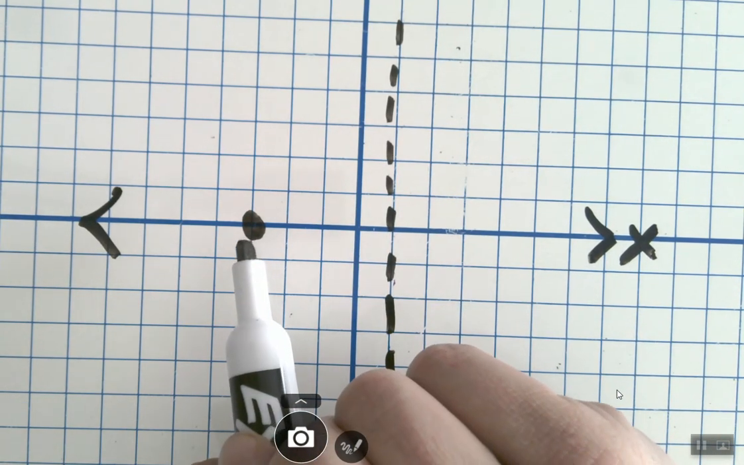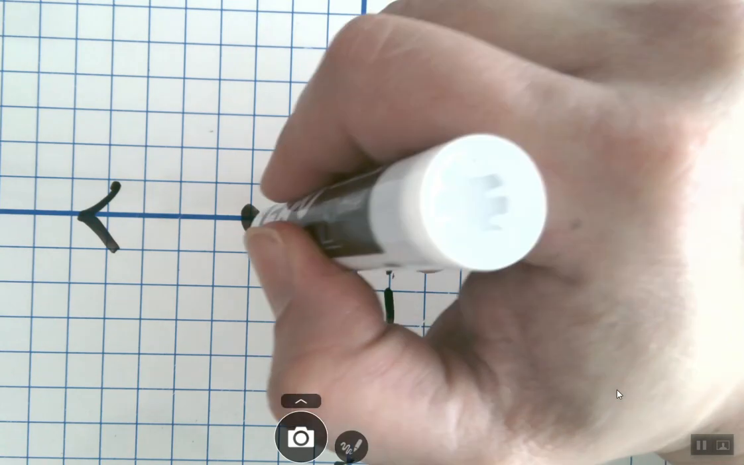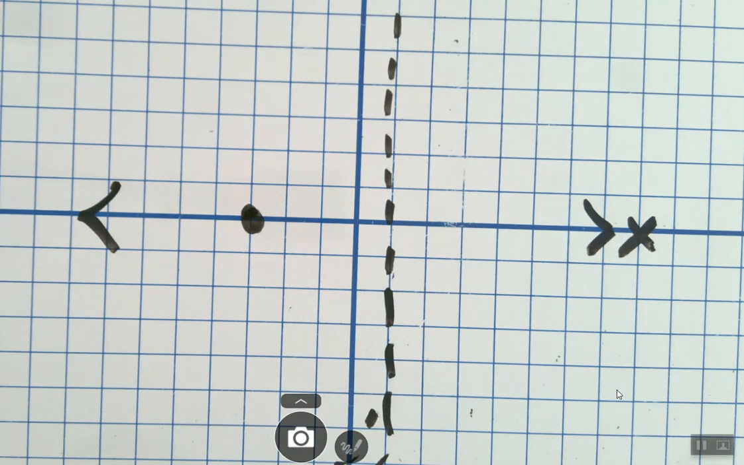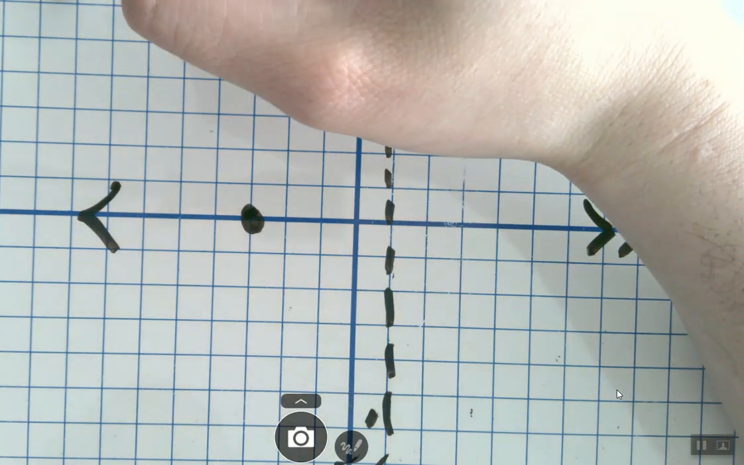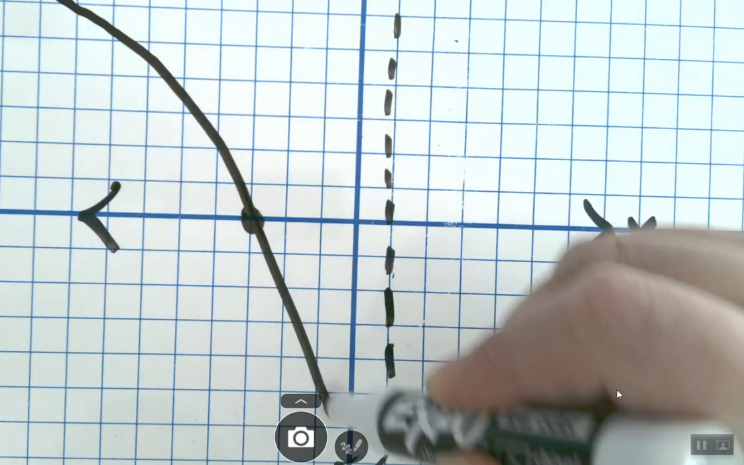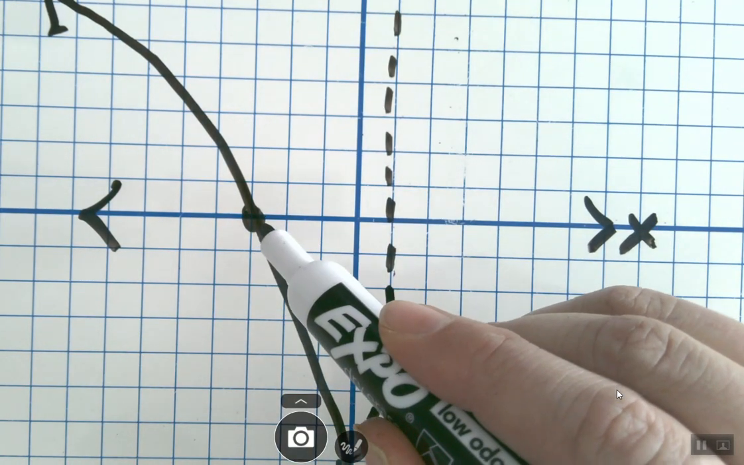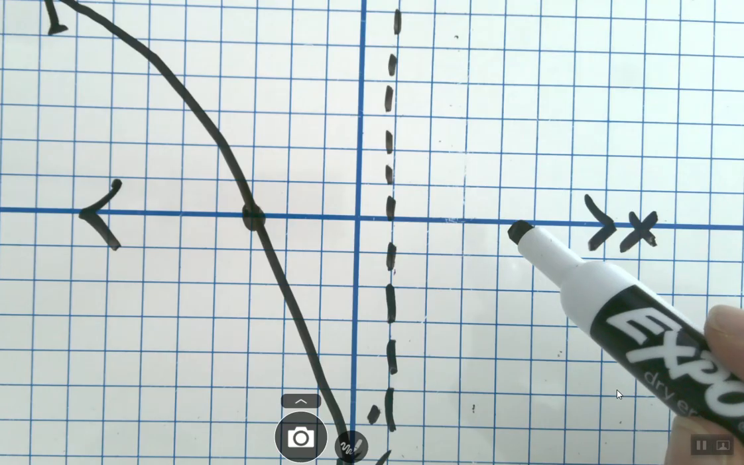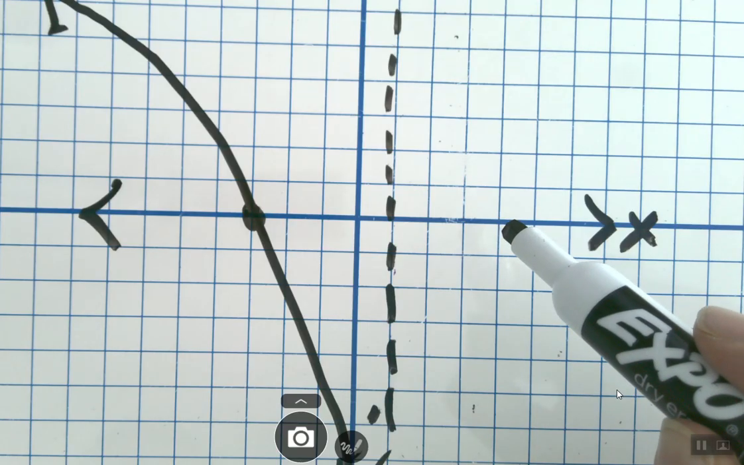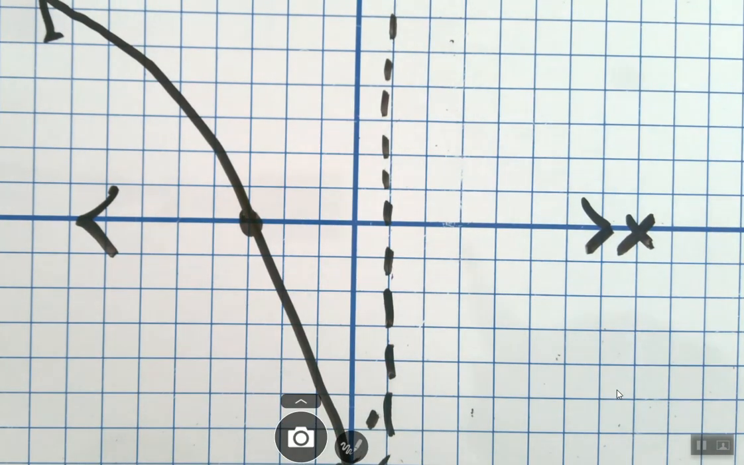If this is the only x-intercept, is it ever going to cross anywhere but here? We can't cross the vertical asymptote for sure, but do you agree that this is the only place on this graph that I can cross the x-axis? If I was going to cross here, what would be here? Another point, right? But I don't have one there. That is the other big idea.